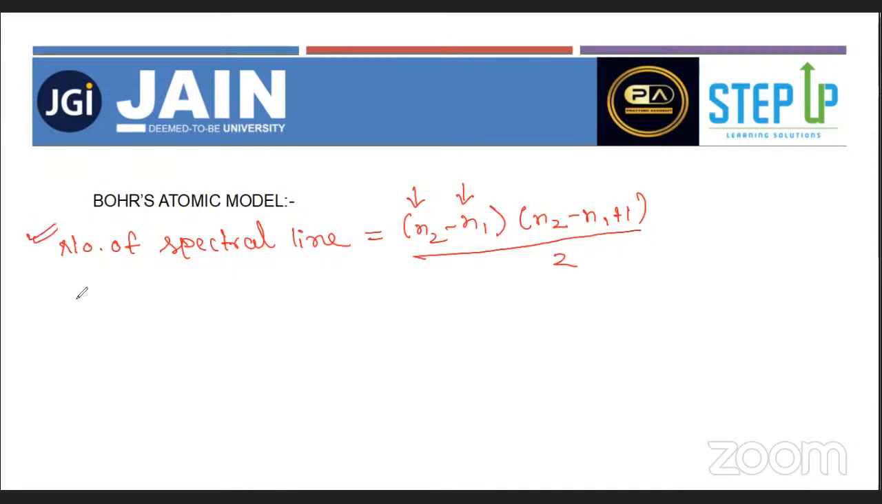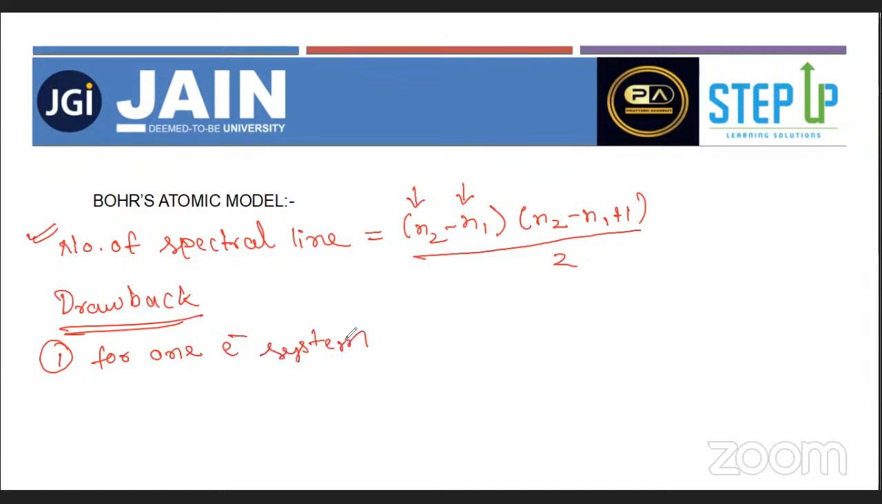Also, when I'm talking about drawbacks, we write what the drawbacks are for Bohr's atomic model. The first one is it is only applicable for one electron systems. One electron systems are what? Hydrogen-like systems. You say hydrogen, helium plus, lithium 2 plus, beryllium 3 plus. It is only applicable for one electron systems.